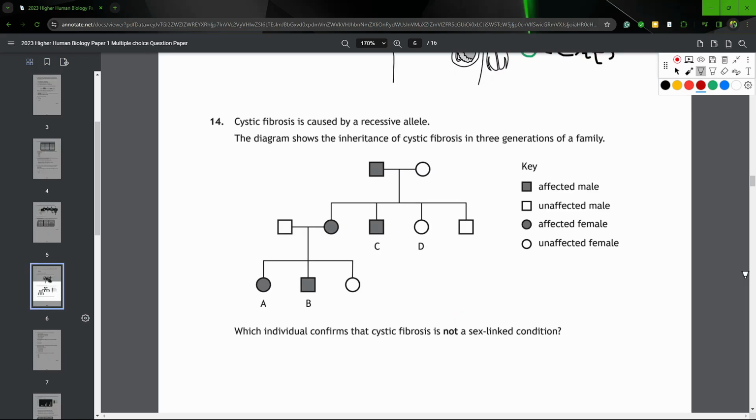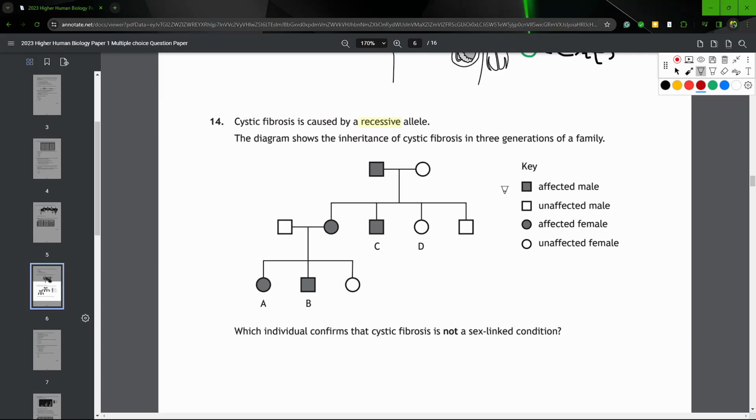And we're back. We're going for question 14. Cystic fibrosis is caused by a recessive allele. Make sure to remember that, because it's quite important and will come up. The diagram shows the inheritance of cystic fibrosis in 3 generations of a family. Which individual confirms that cystic fibrosis is not, keyword there, a sex-linked condition? So we're looking for reasons why it can't be.